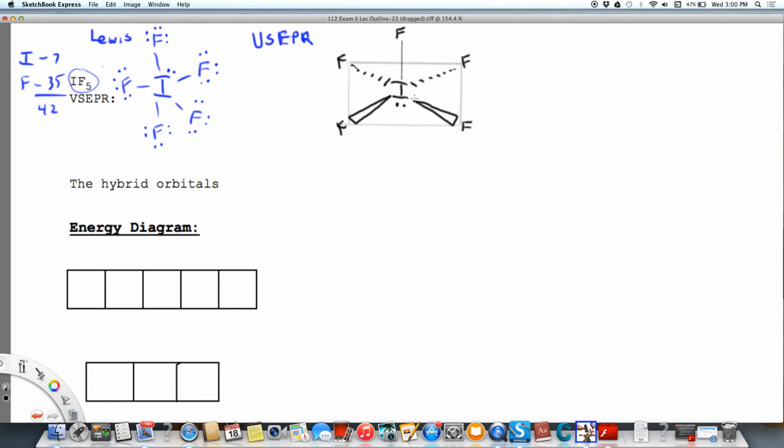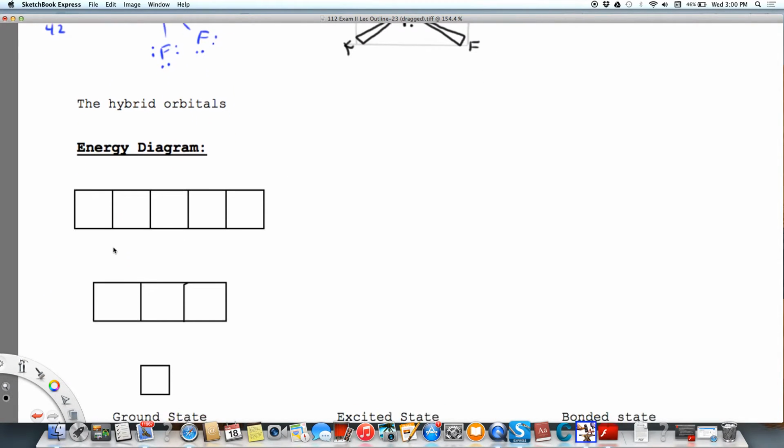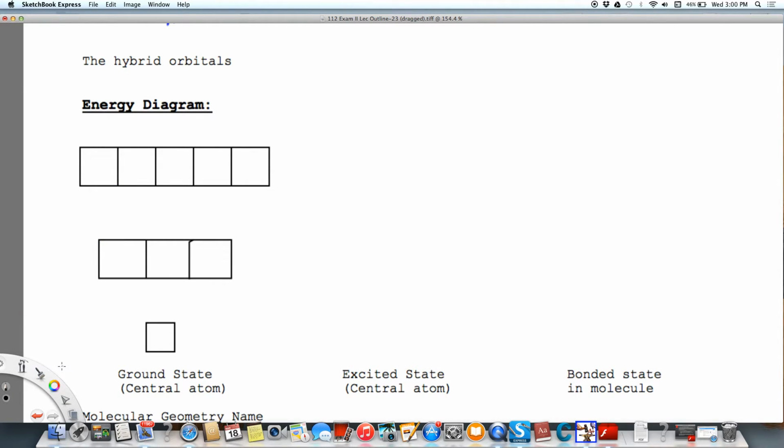All right, so now we need to draw the box diagram. And I picked this one because I want to show how to draw with lone pairs. All right, so our central atom is going to be iodine. So this is going to be the 5s, this is going to be 5p, and then 5d. Of course, you know iodine does not have any d electrons. It's got 7 valence electrons, but we need to open up some parking spaces for the fluorines.